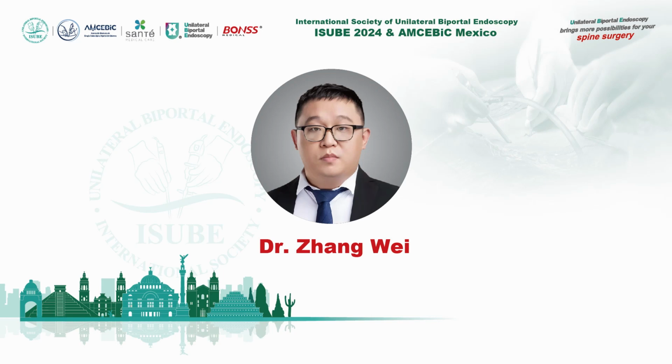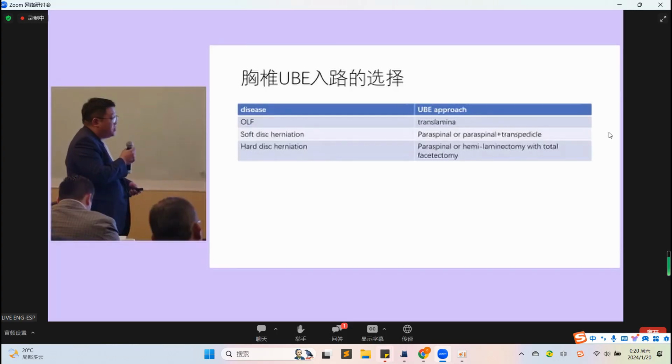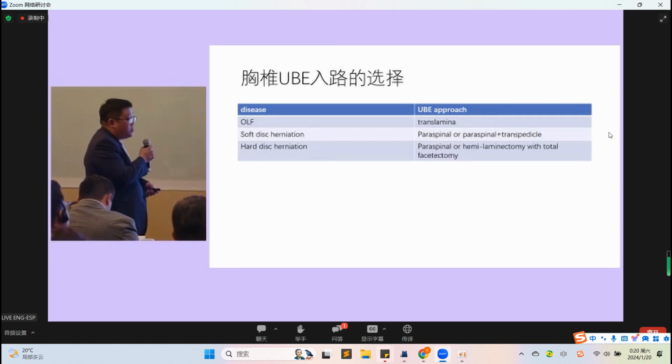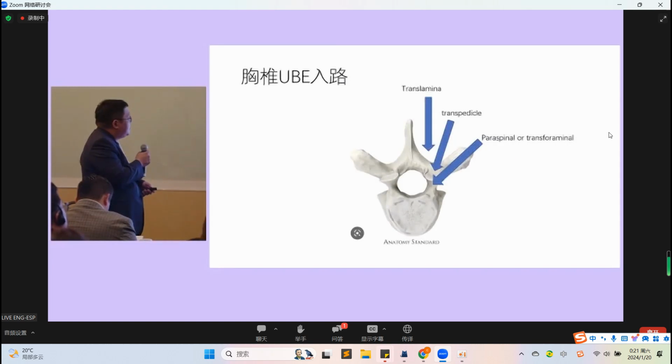Summary of the UBE approach for the different diseases. For OLF, I often choose translaminar. For soft disc herniation, I choose the paraspinal or paraspinal transpedicle. For hard disc herniation, I will choose the paraspinal or hemilaminectomy with total fasciectomy. The picture shows the angle of the different approaches.